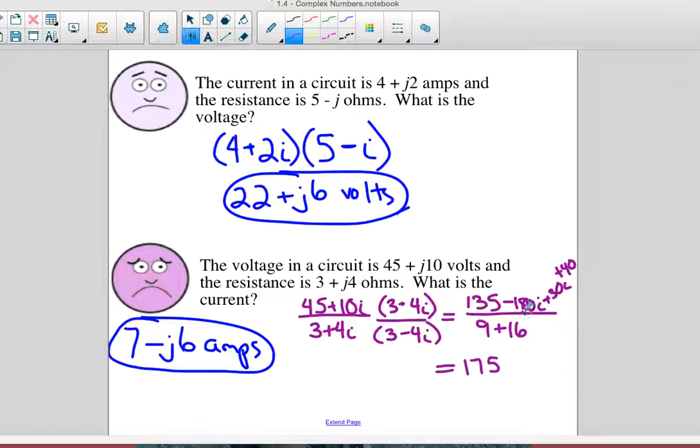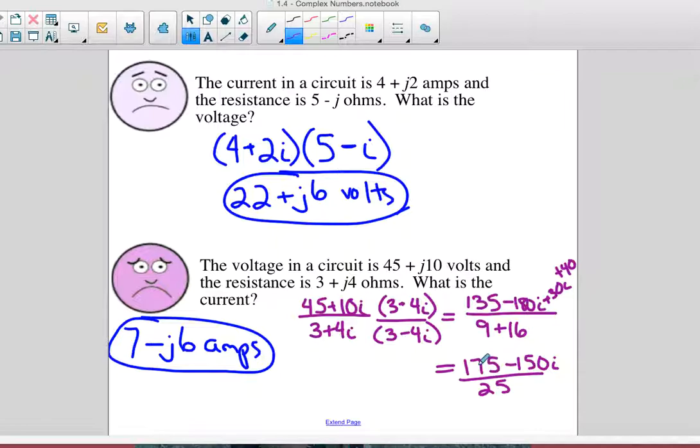And then negative 180 plus 30 is negative 150, so negative 150i all over 25. It just happens that each of these three terms is divisible by 25. So if that's the case, divide them all by 25. If this was 149, then don't just divide these two. It has to be all three. But in this case, it is.